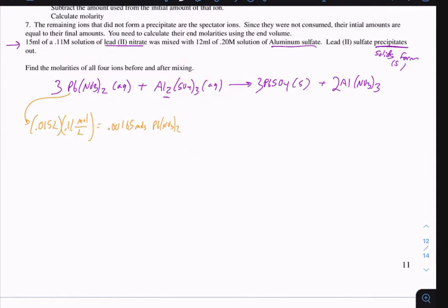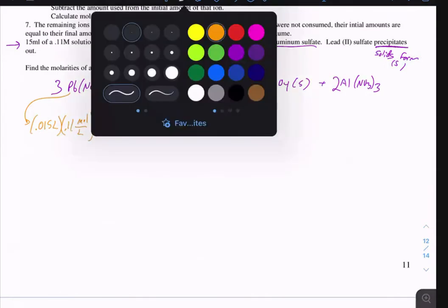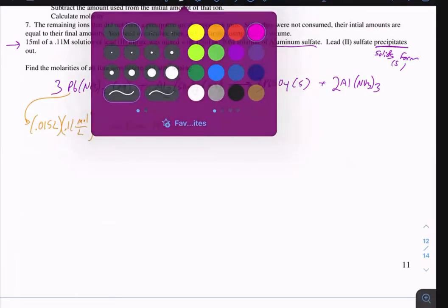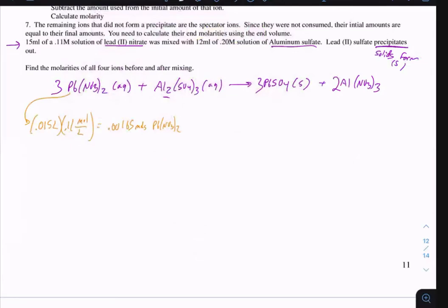All right, so we're going to do the same thing. We need moles of the other reactant, aluminum sulfate. So aluminum sulfate, we've got 0.012 liters of 0.2 molar.